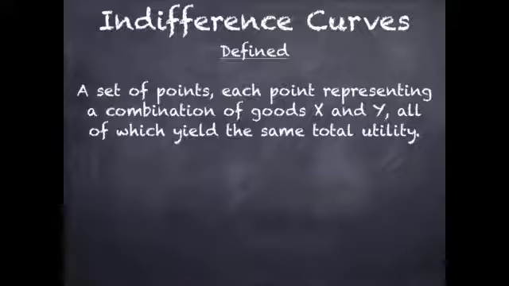So the reason why it's called the indifference curve is because you would be indifferent between points A, B, and C. If the combination represented by A yields 40 units of utility, and the combination of goods represented by B yields 40 units of utility, you are indifferent between the two because they yield the same level of utility.